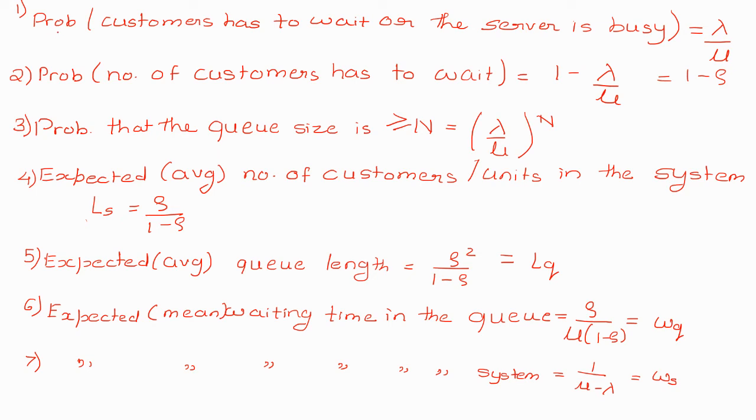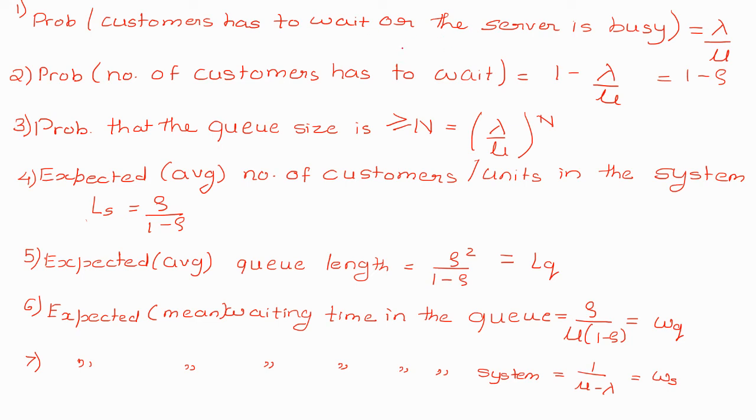Now my formula starts here: the probability that the customer has to wait, or the server is busy. I had explained that when the server is busy, or when limited servers or limited service channels are there, then only a queue will be formed. A queue is formed is the same as the customers have to wait. So I can even say that the probability that the customer has to wait, or the server is busy, or the queue is formed, will be the same.